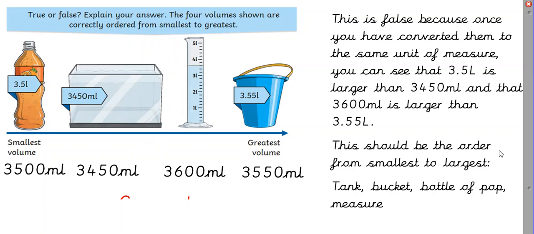So the order should be from smallest to largest: tank, followed by the bucket, followed by the bottle of pop, followed by the measuring cylinder. Well done if you got that one correct.